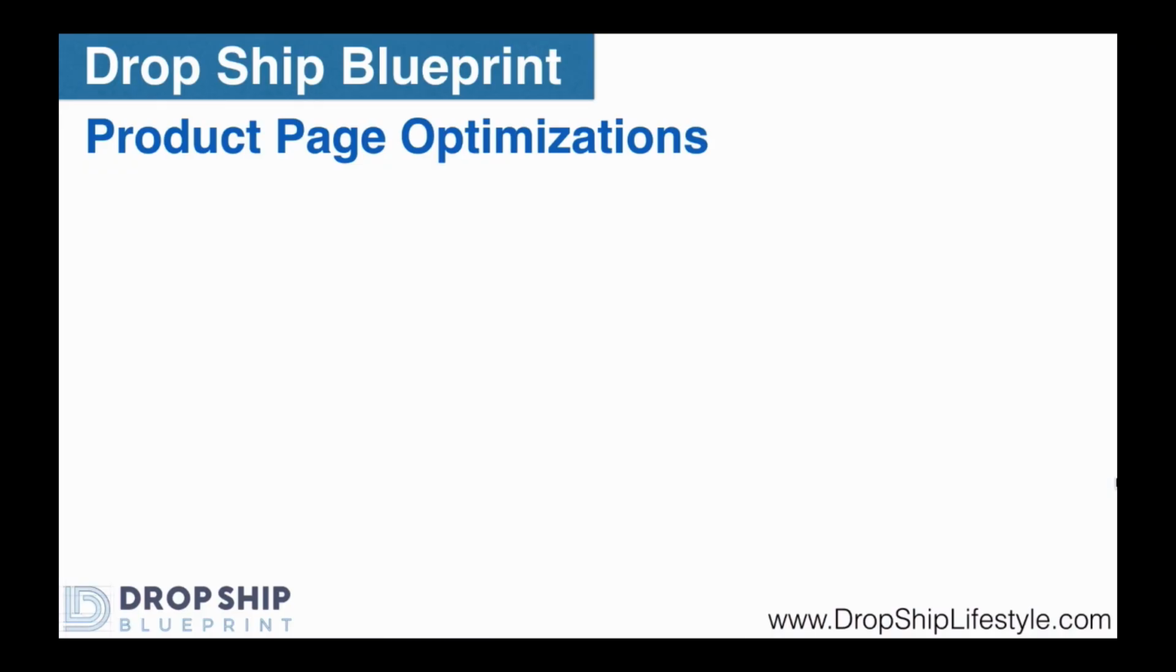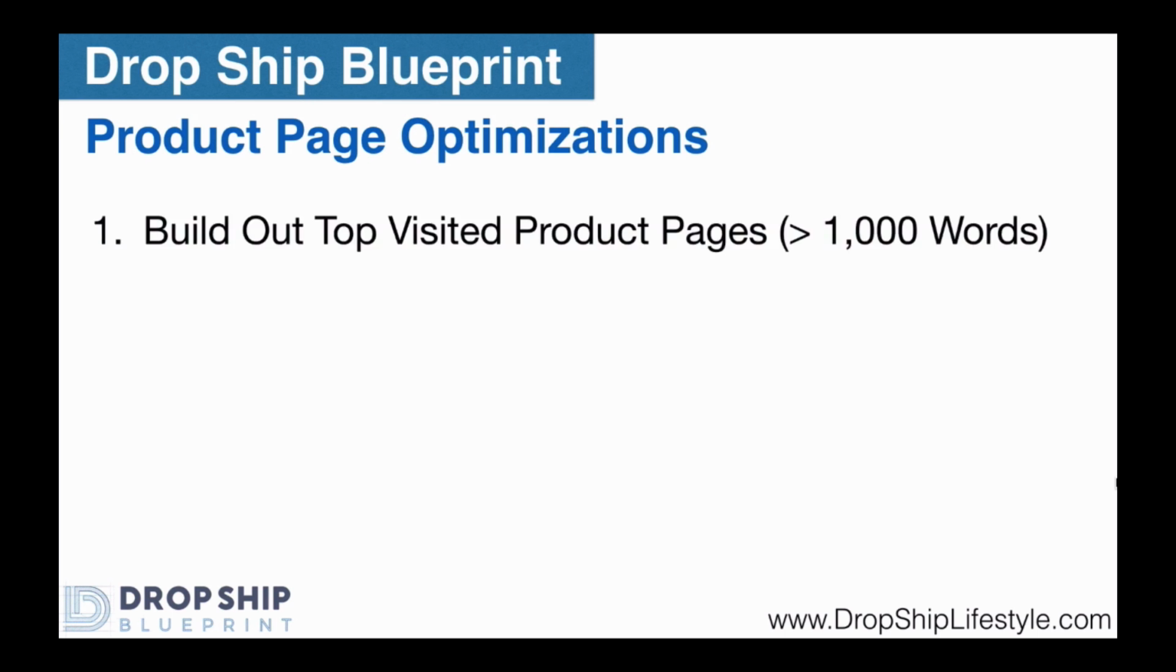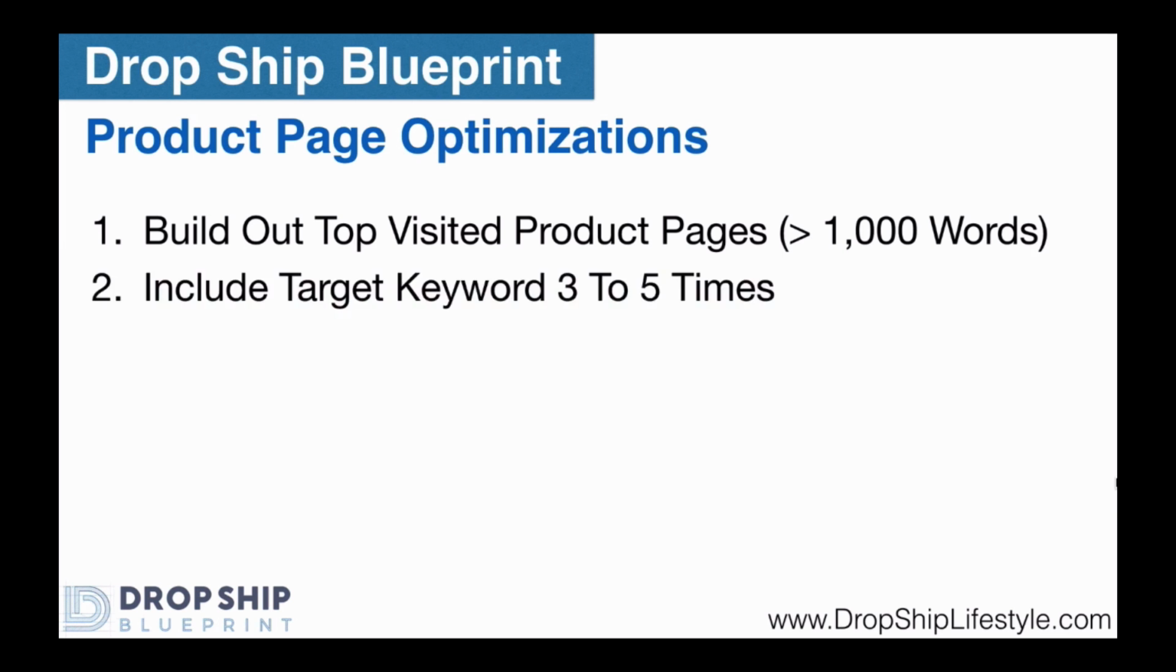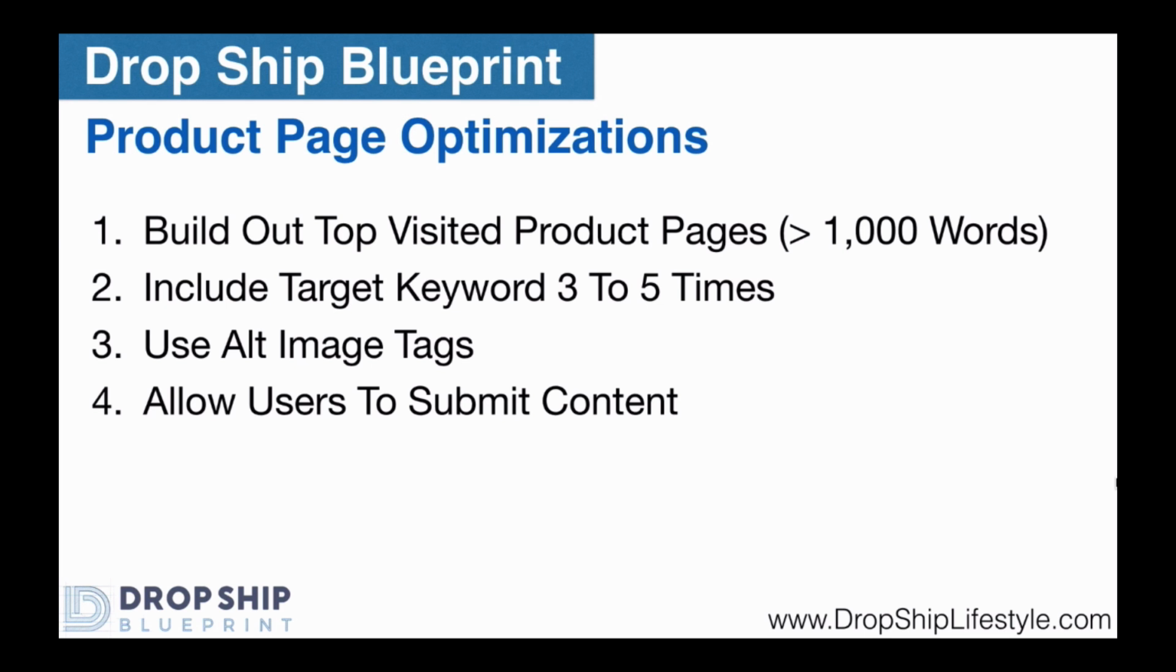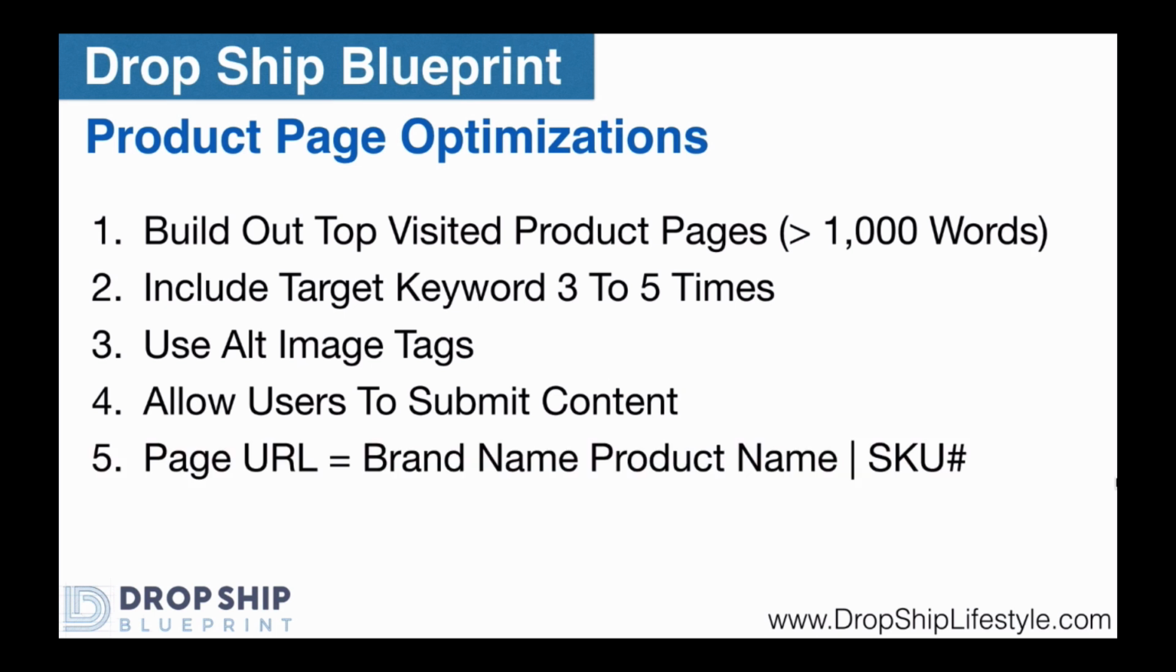But to take a quick step back and to recap what we just covered when it comes to product page optimizations, first, remember, it's building out your top visited product pages with over 1,000 words of quality content, including your target keyword 3 to 5 times, plus those related keywords that you find when doing research in Google, making sure you're using the alt image tags so Google can read your website properly, making sure you're allowing users to submit content through the Shopify product review app and through the product question and answer app. And then, of course, having our page URLs follow that same format, brand name, product name, and SKU number with the dashes in between makes it a lot easier for Google to read your store.